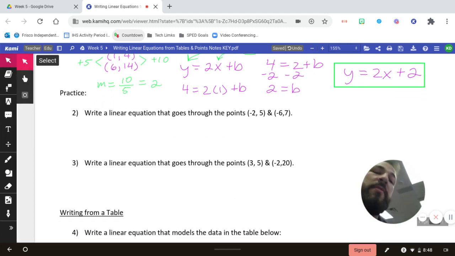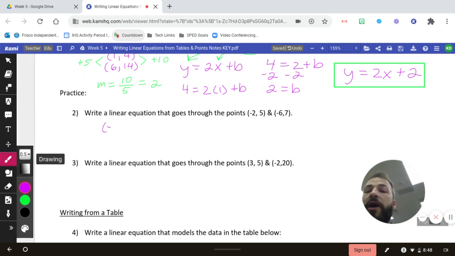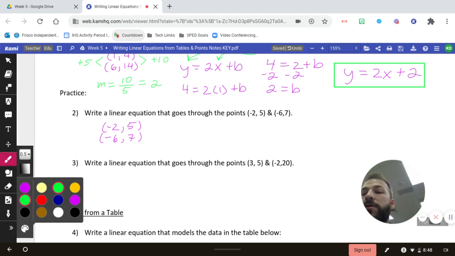So number 2, we have (-2, 5) and (-6, 7). So I'm going to line up my 2 points. So (-2, 5) over (-6, 7). To go from negative 2 to negative 6 would be minus 4. And to go from 5 to 7 would be plus 2. So m would be equal to 2 over negative 4, which would be equal to negative 1/2. So I can then write my equation, y is equal to negative 1/2 x plus b.